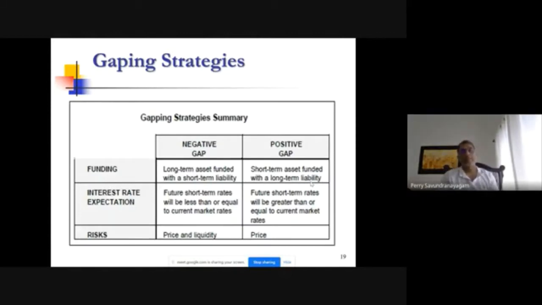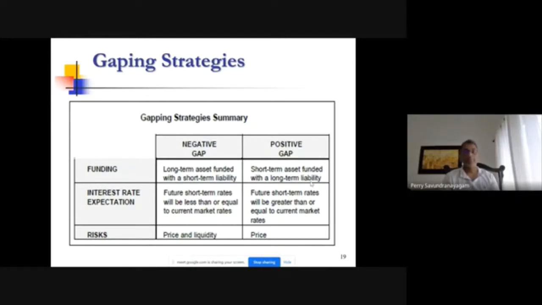Okay, so summarizing it, we have negative gaps, we have positive gaps. So in a negative gap scenario, where you are expecting interest rates to come down, what would you do? You will create long-term assets. Your expectation, like I said, is for interest rates to be less or equal to the current market rates, and your risks are price and liquidity.